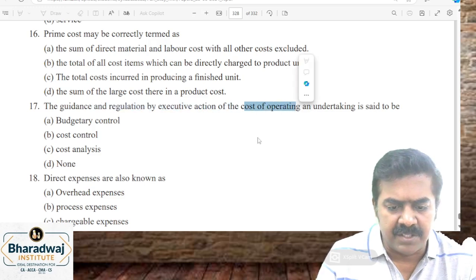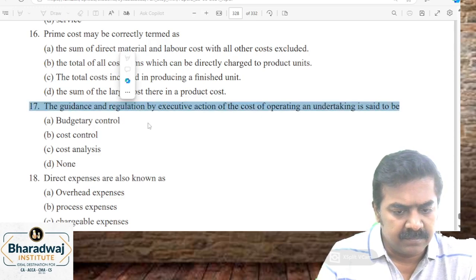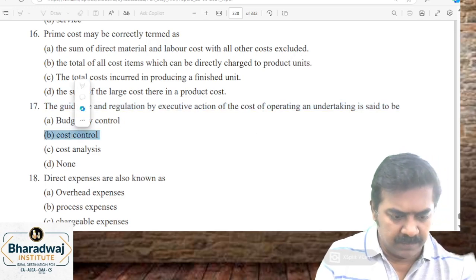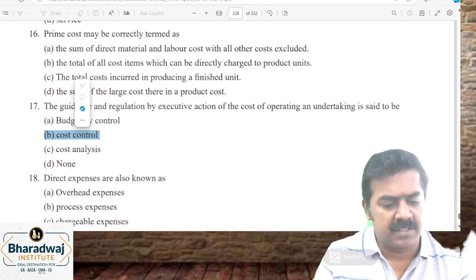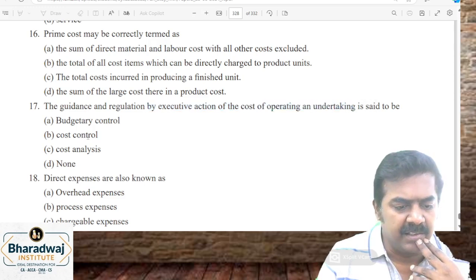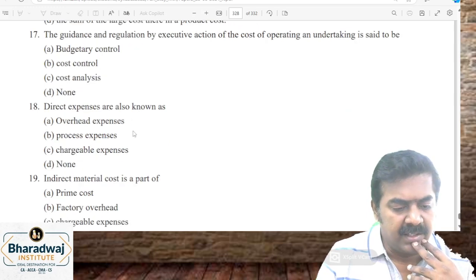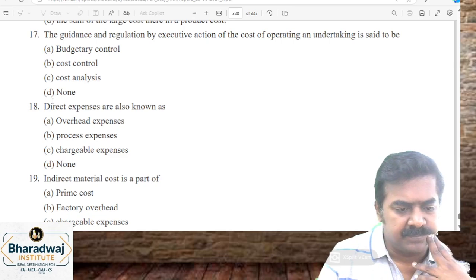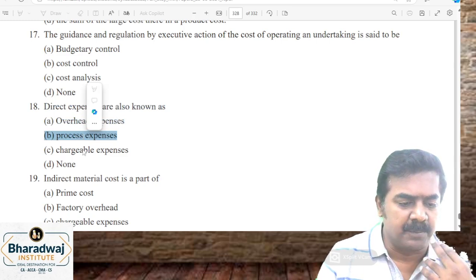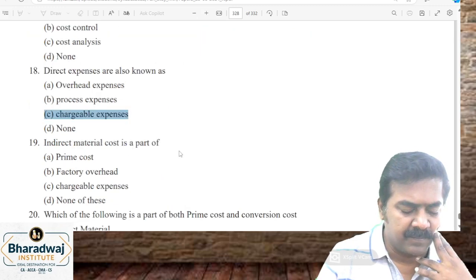Guidance and regulation by which the cost of an operating undertaking is reduced is said to be cost control. We try to reduce the cost by an action in operating an undertaking. So that is which one? Cost control. Direct expenses are known as which one? Chargeable expenses.